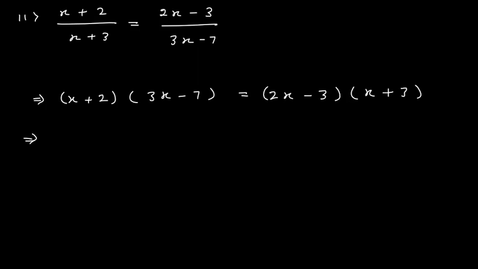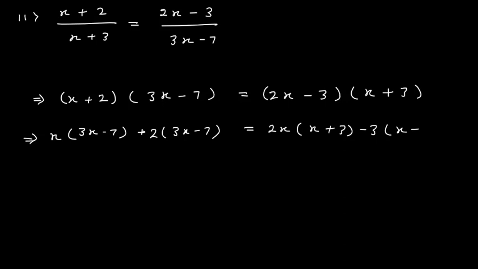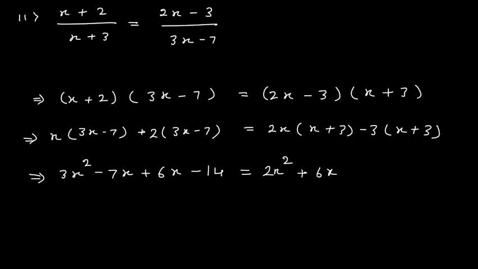So (x plus 2) into (3x minus 7): you multiply this x with 3x minus 7 and this plus 2 with 3x minus 7. Similarly, on the right hand side, this 2x is multiplied by x plus 3, and then this minus 3 is multiplied by x plus 3. So this will give me 3x square minus 7x, then plus 6x, then 2 7s are minus 14, and the right hand side is 2x square plus 3 2s are 6x minus 3x minus 9.